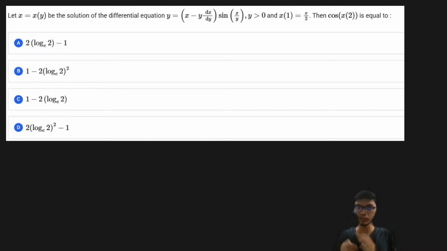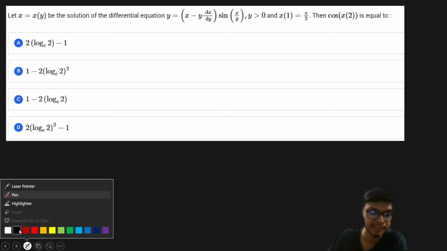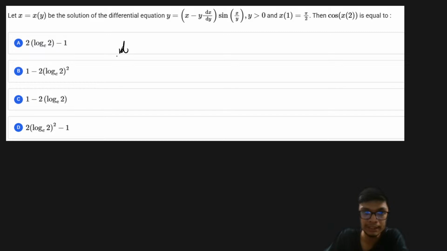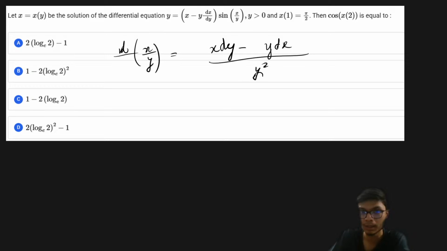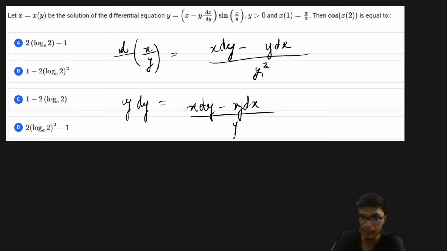Now for solving these problems, it is very important to have an idea of an important parameter called the exact derivative, so d of x by y is basically given as x into dy minus y into dx divided by y square. So what I'm going to do over here is write it as y dy is equal to, so I'm multiplying this dy over here, so I'm writing it as x dy minus y dx, and let us now divide by y square.